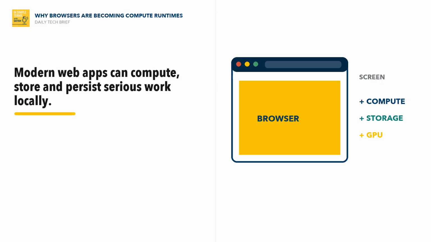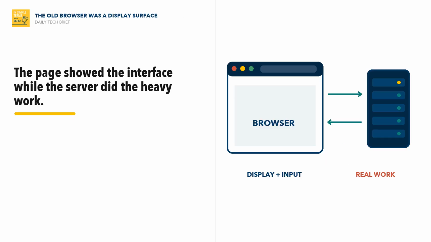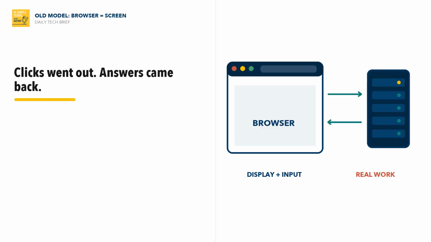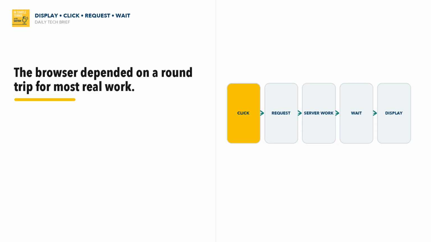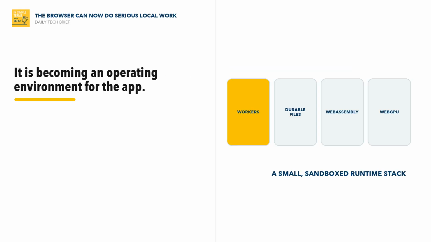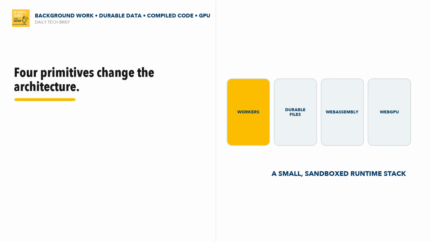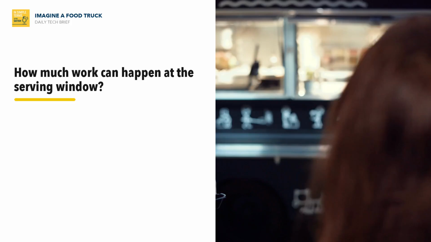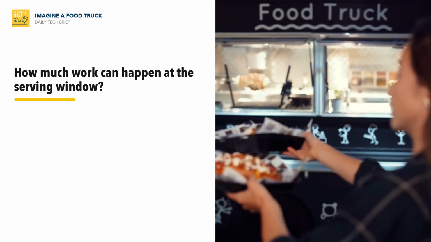Today we are talking about why browsers are becoming real compute runtimes. Let us start with the technology first. For a long time, the browser was treated mostly like a display surface. It showed the interface, handled clicks, and talked to a server that did most of the real work. That idea is becoming outdated. Modern browsers now have enough runtime primitives that they can do serious work locally. They can run background tasks, store durable data, use portable compiled code, and in some cases, even use the GPU for computation.